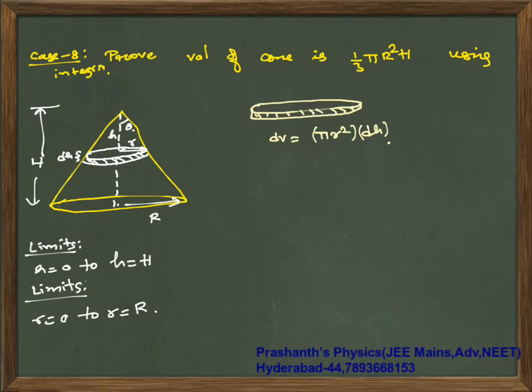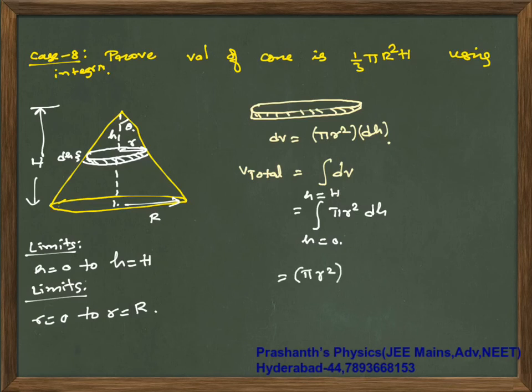So now here r and h both are variables. So to get total volume, you are supposed to integrate the small volume. In doing so, that will become integral of dV, that is equal to integral of pi r square into dh, from h equal to 0 to h equal to capital H. So that will give you pi r square times, okay, because pi r square is not constant, you cannot take it out of the integral.